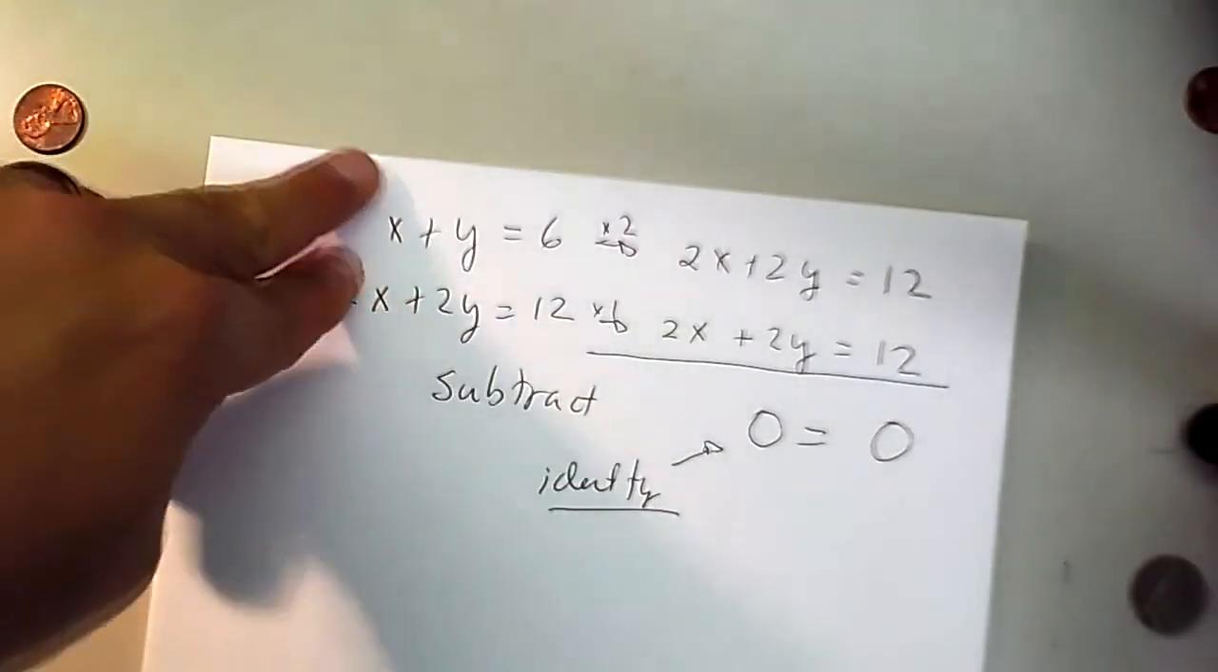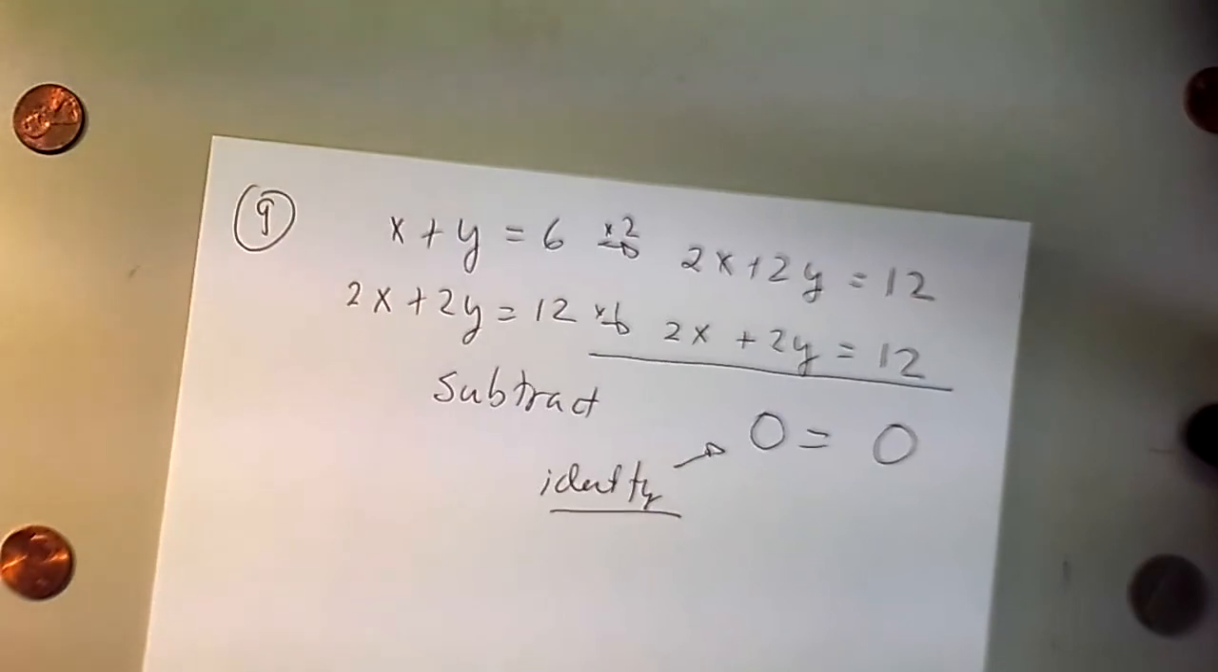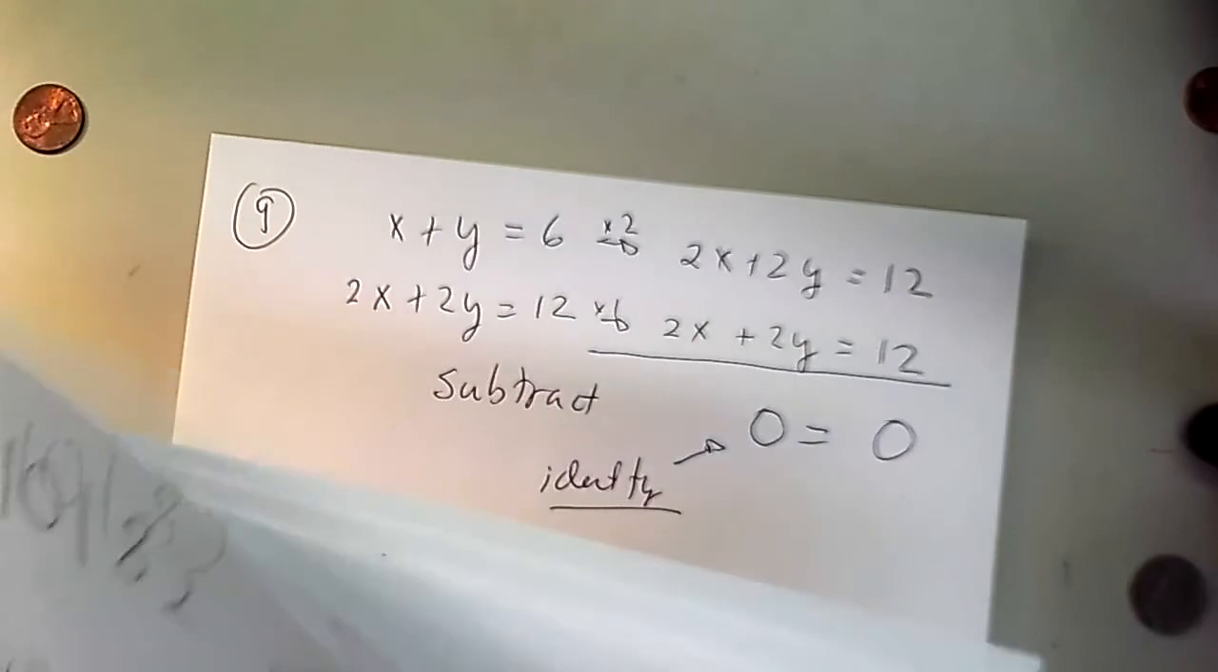Yeah, they're dependent on one another. And that means that we have an infinite number of solutions. We have hundreds and hundreds of solutions. How do we write the solutions? This goes back to our example.